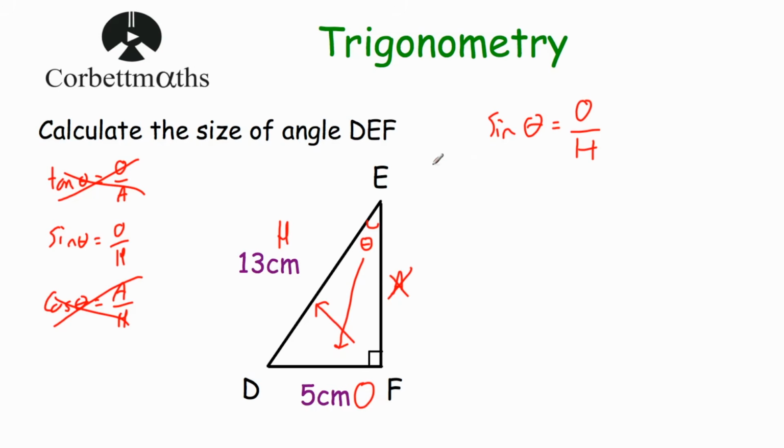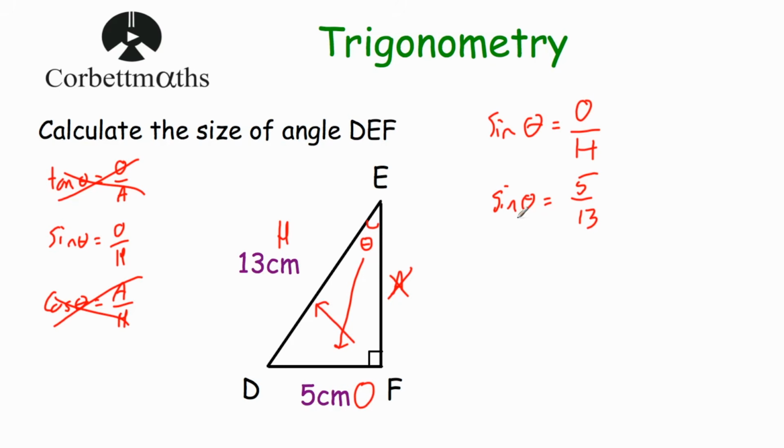Now let's substitute our values. So the sine of theta, the sine of the angle, so the angle we've labelled as theta, so we can just write that down. The sine of theta is equal to the opposite, so the opposite is 5 centimetres, that's 5, divided by the hypotenuse, which is 13, so 5/13. So the sine of this angle is 5/13. Now this angle obviously isn't 5/13 of a degree, it's going to be much bigger than that.